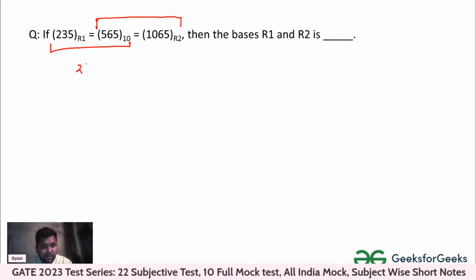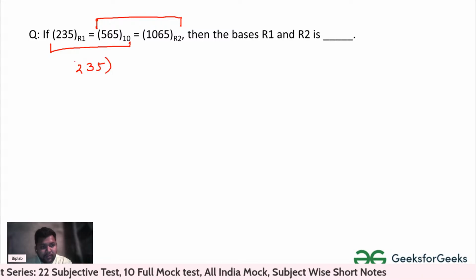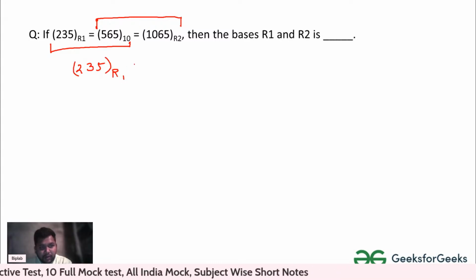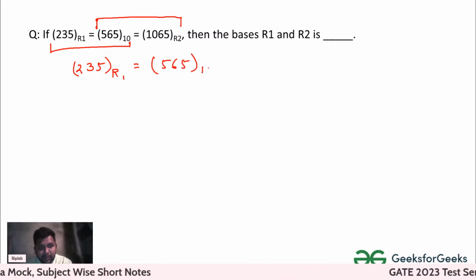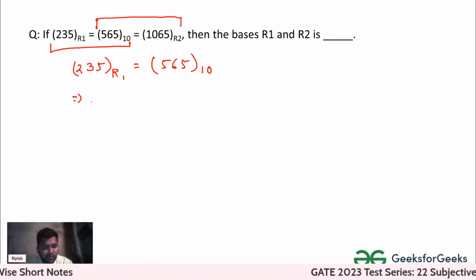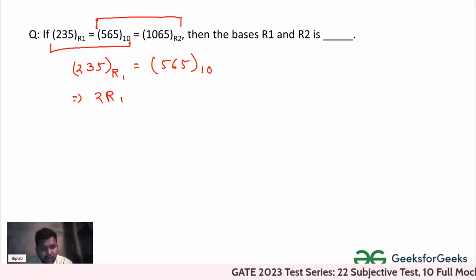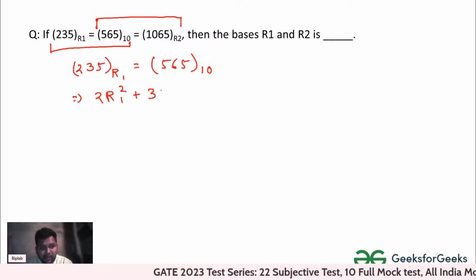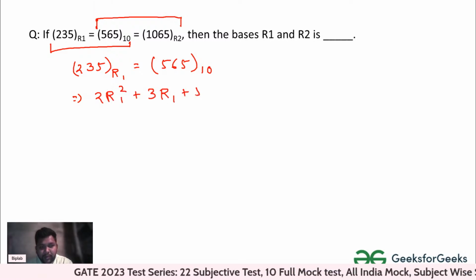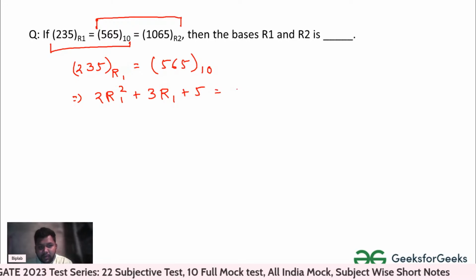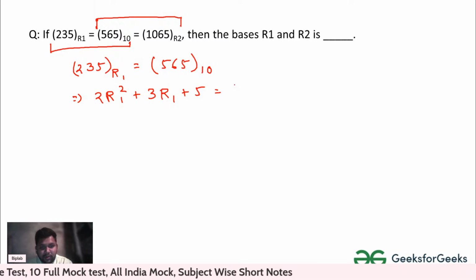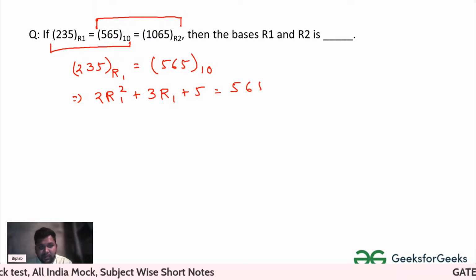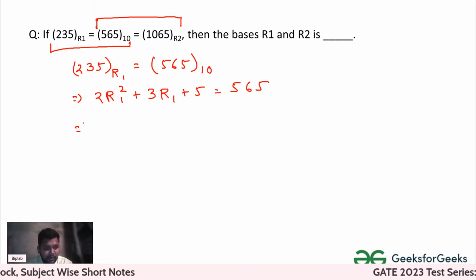So first, 235 base r1 equals 565 base 10. Solve this. 2r1 square plus 3r1 plus 5 equals, it is already given in base 10, so you don't have to do anything. 565, you can write it directly.